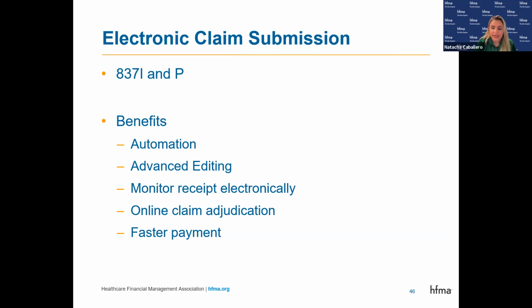Online claim adjudication can be performed, with the provider receiving the adjudication result in real time. This enables the provider to accurately collect patient liabilities at the time of service based on the actual adjudicated information. Finally, payment turnaround is minimized, as claims received electronically are quickly processed for payment without manual intervention.